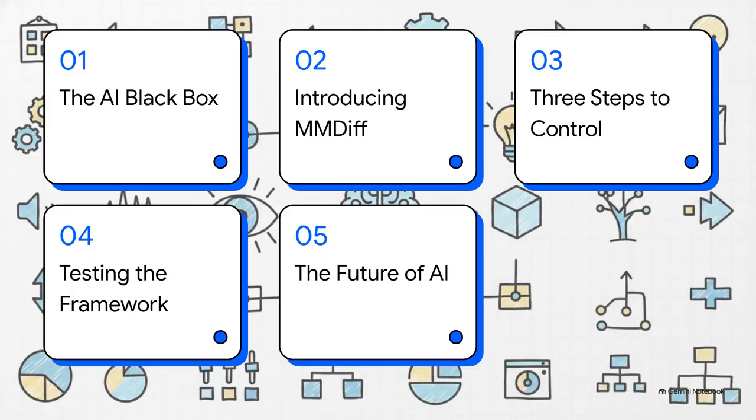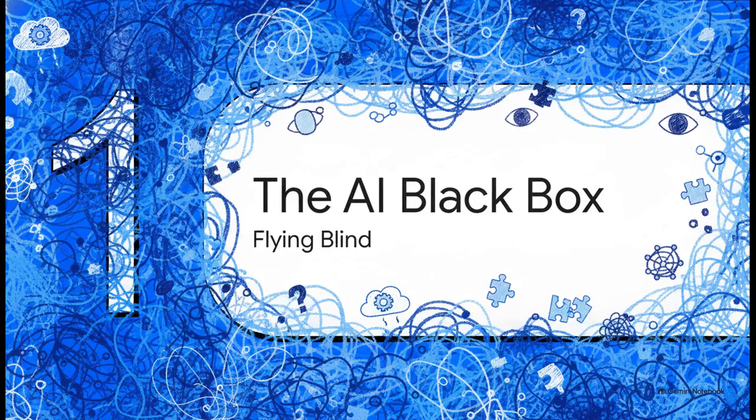Here's our roadmap for this explainer. 1. The AI black box. 2. Introducing MMDiff. 3. The 3 steps to control. 4. Testing the framework. And 5. The future of AI.